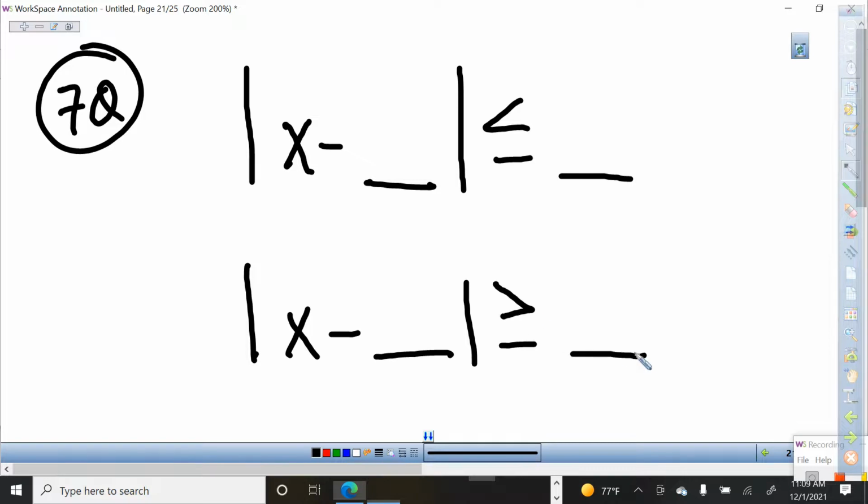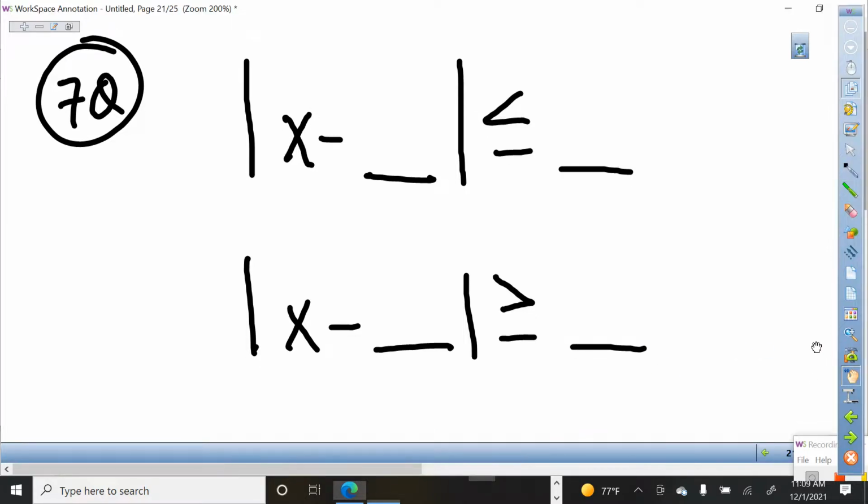Copy that, please. Or the other option is absolute value x minus blank, close the absolute value, greater than or equal to blank. You're like, I don't understand, Mr. Q. Well, for right now, just copy that. That's the setup when they're asking you to set up an inequality using absolute values.